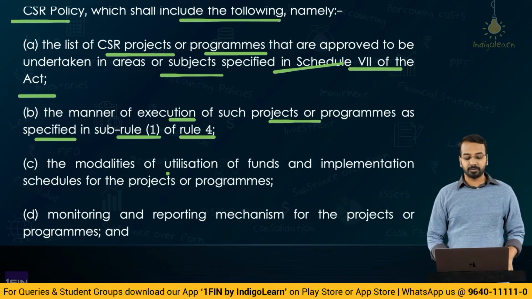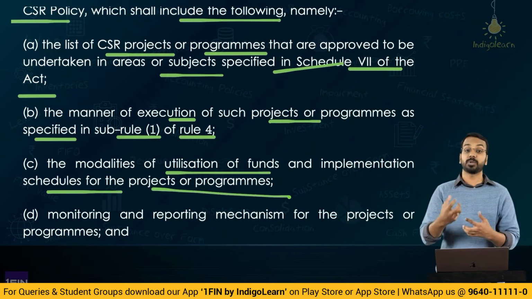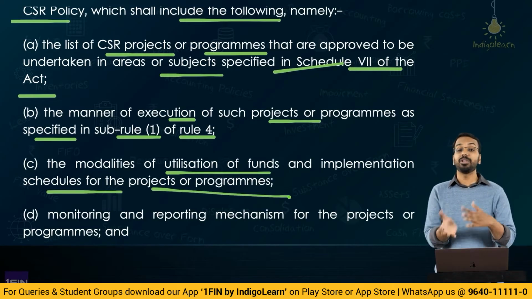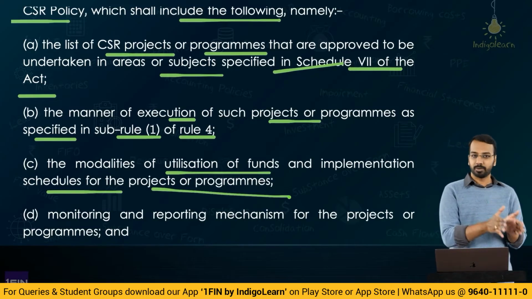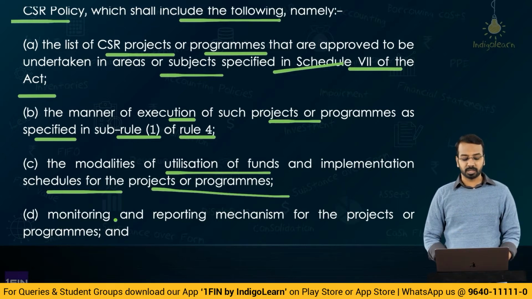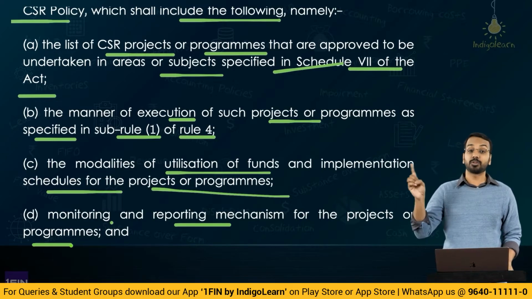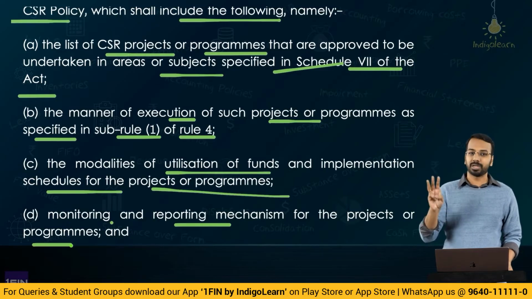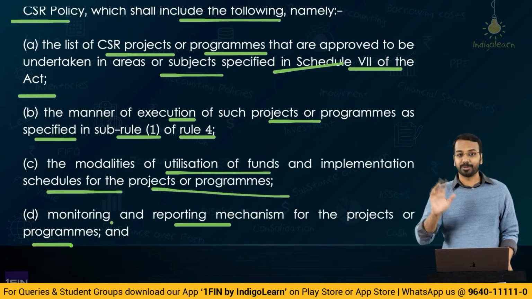Then modalities of utilization of funds and implementation schedules of the project or the program. So you have 2% of average net profit. How will that amount be utilized? What will be the schedule of implementation? When will we spend? All of that will be included. And what is the monitoring and reporting mechanism for the project? So list down the projects and programs. See how that will be executed. How will we utilize the funds? How will we monitor and report?